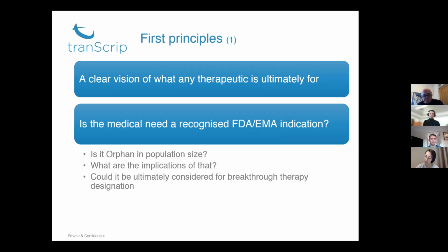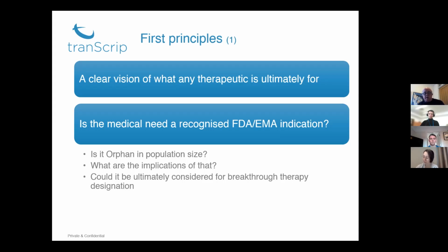However, there are rules applying, particularly in Europe. You can't go into an orphan indication at a high price and keep that high price if you go into bigger disease populations which use a common pathway.